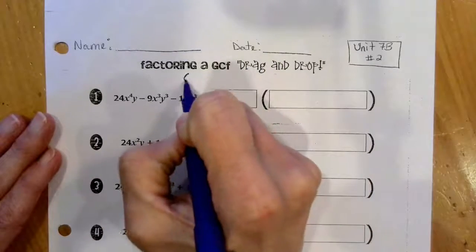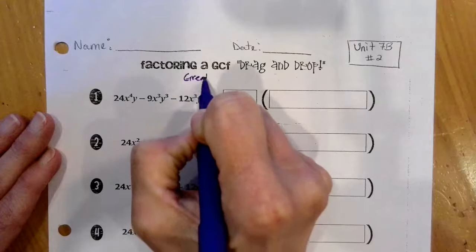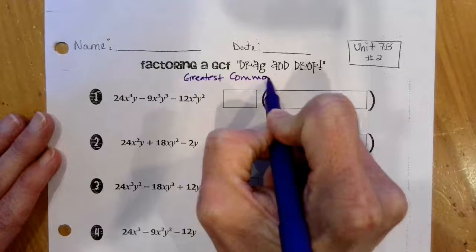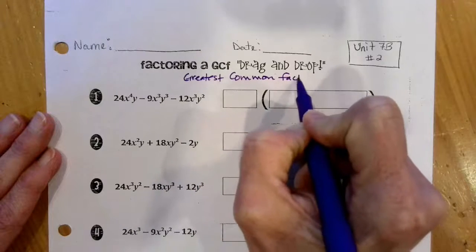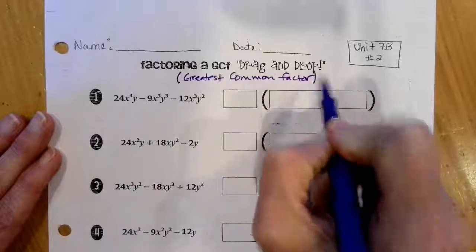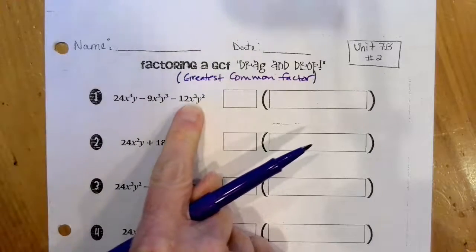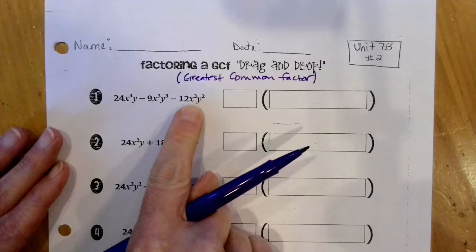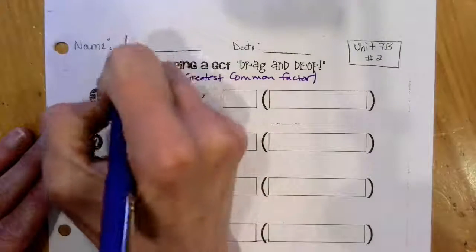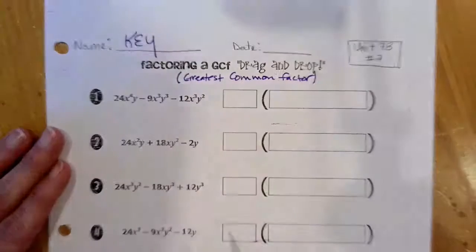So remember, our GCF is our greatest common factor. So what we're looking for is the biggest number that we can divide out of all three of these values in the polynomial. So remember, each polynomial is a collection of terms.